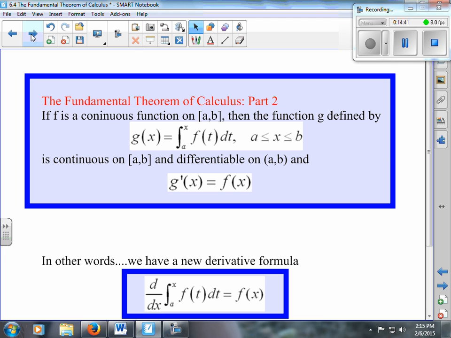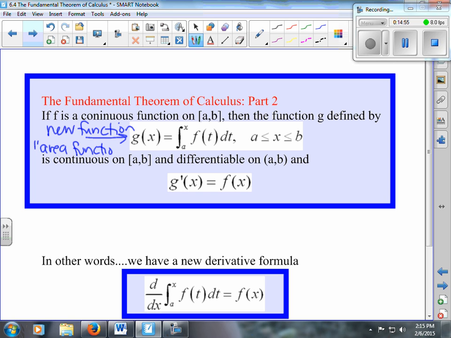This function is strange. This is a new function. You have never seen this function before because you have never had integrals before. But this new function I like to call the area function. It computes area. The way that g of x is defined is it says start at some number, and it actually doesn't even matter what number you start at. And the variable is b. The end point of the area that you're finding is the variable.